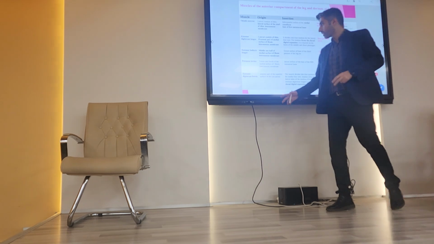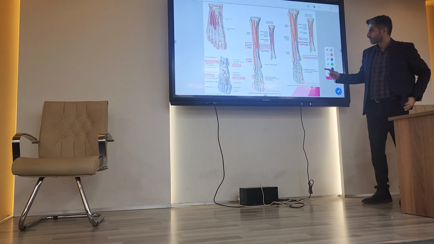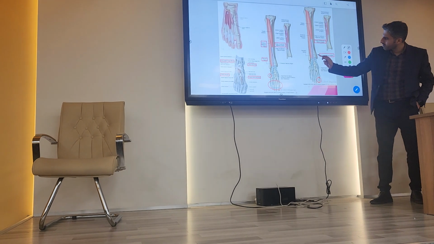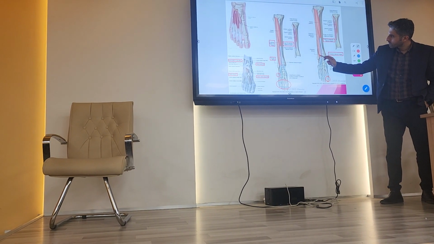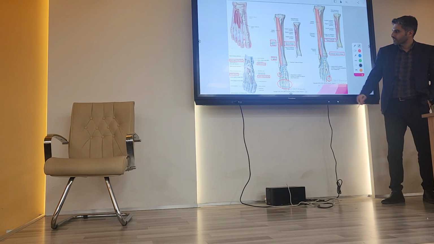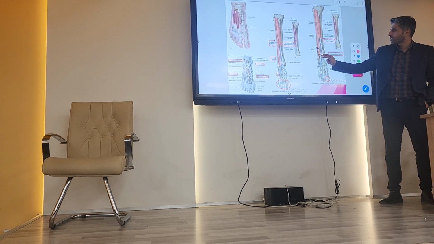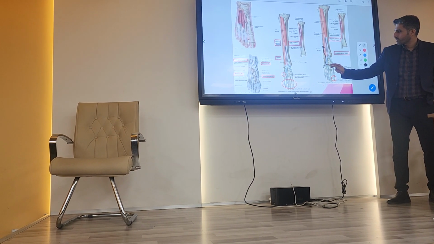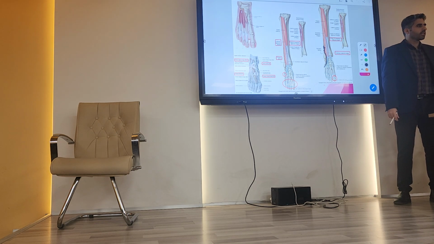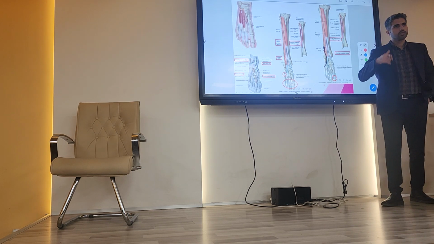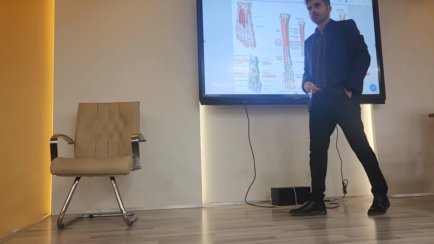Peroneus tertius, look at the picture. Lateral side of the extensor digitorum, it's here. This is a small muscle. It starts from the lower part of the fibula and attaches to the base of the 5th metatarsal bone. It can dorsiflex and evert. Innervation, deep fibular nerve.